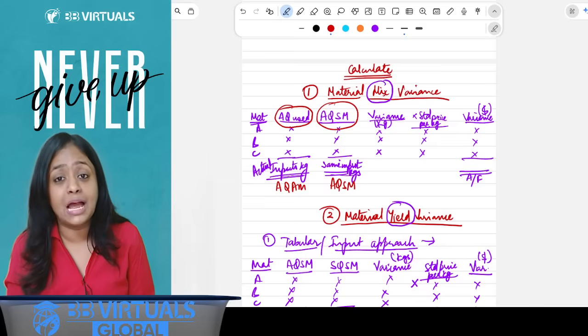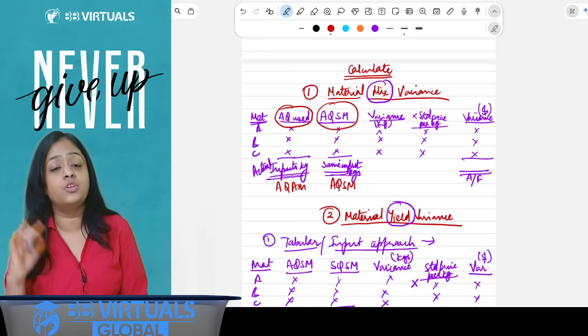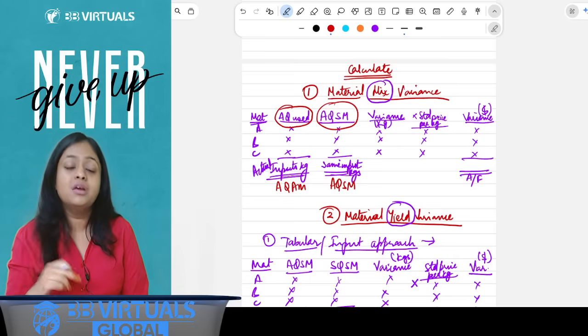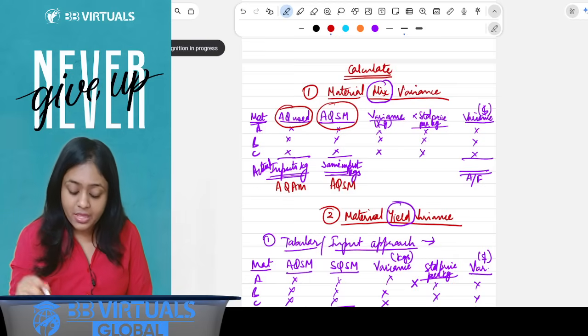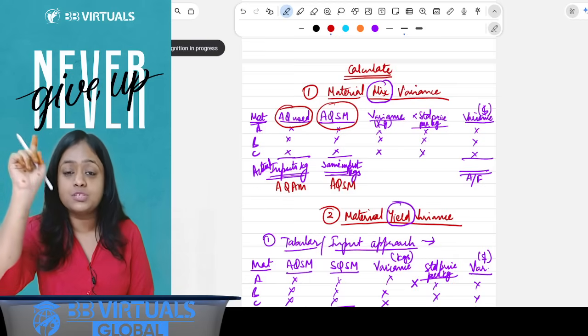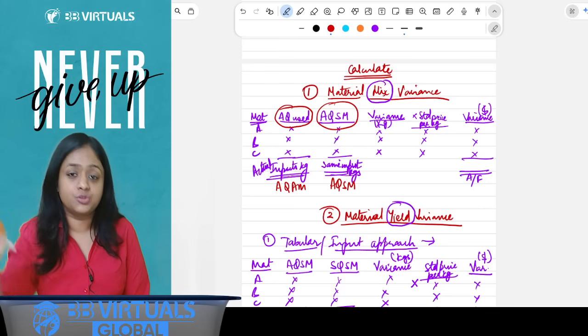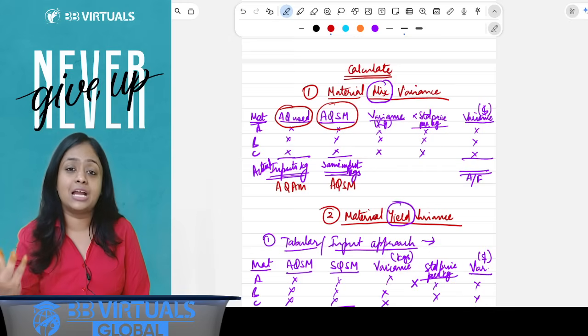We always take the tabular method. I personally recommend following the tabular method. It's the easiest, very easy to remember, and I think very easy to control. When it's a material mix variance, focus on mix, that you are going to take the difference between the standard mix and actual mix, and you will always use actual inputs.